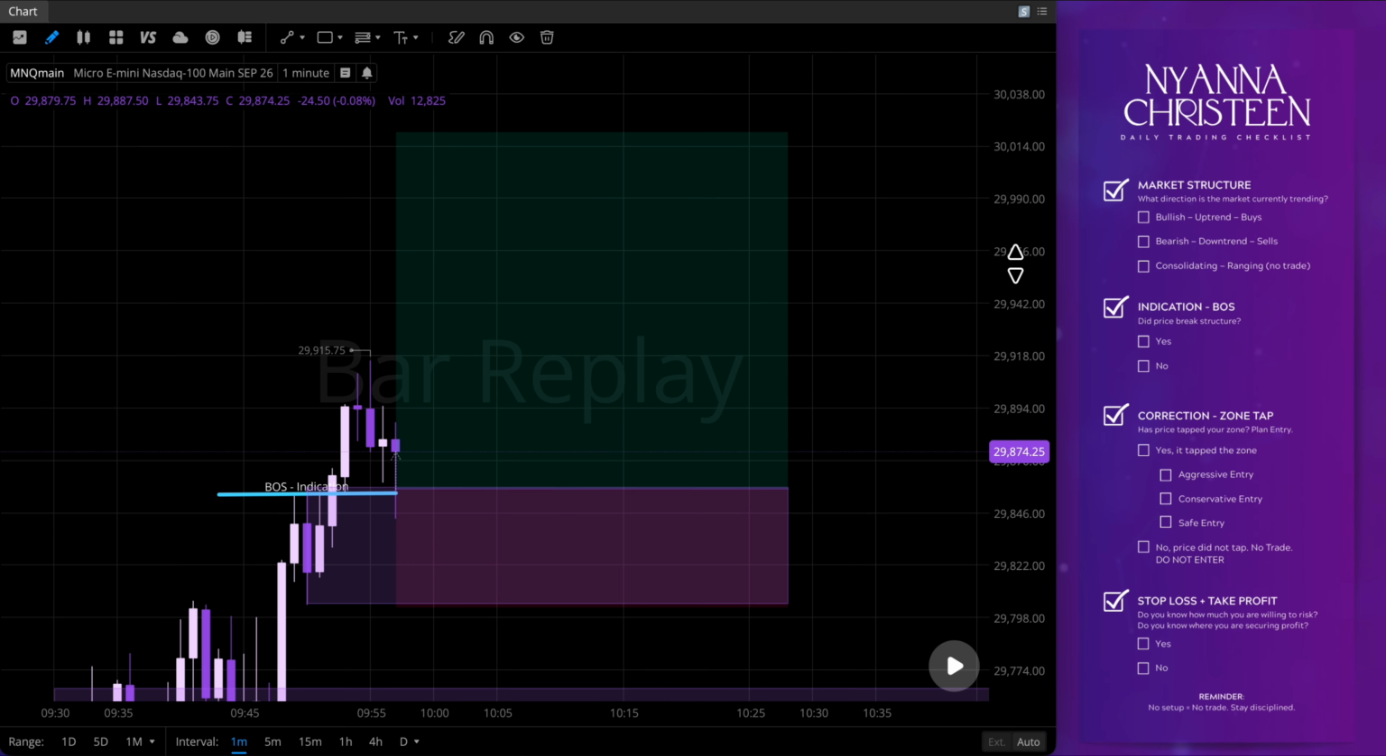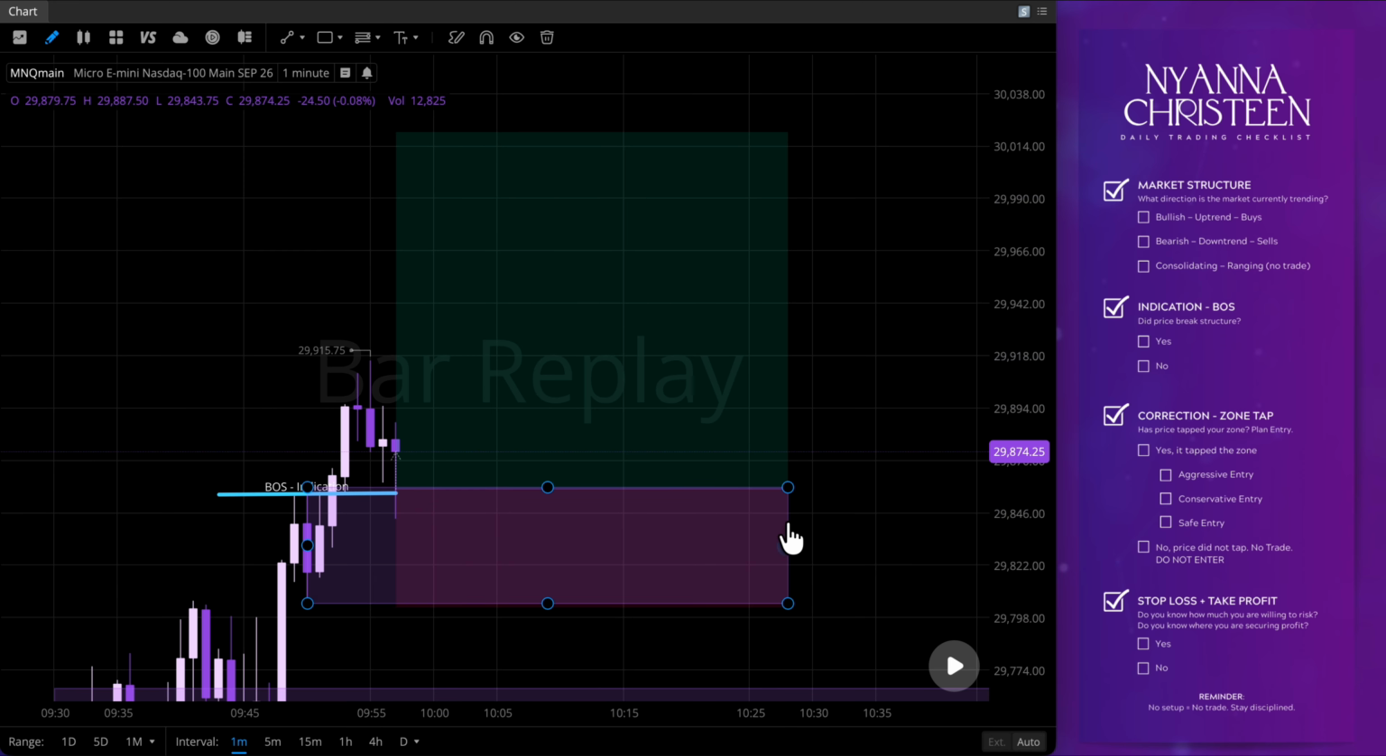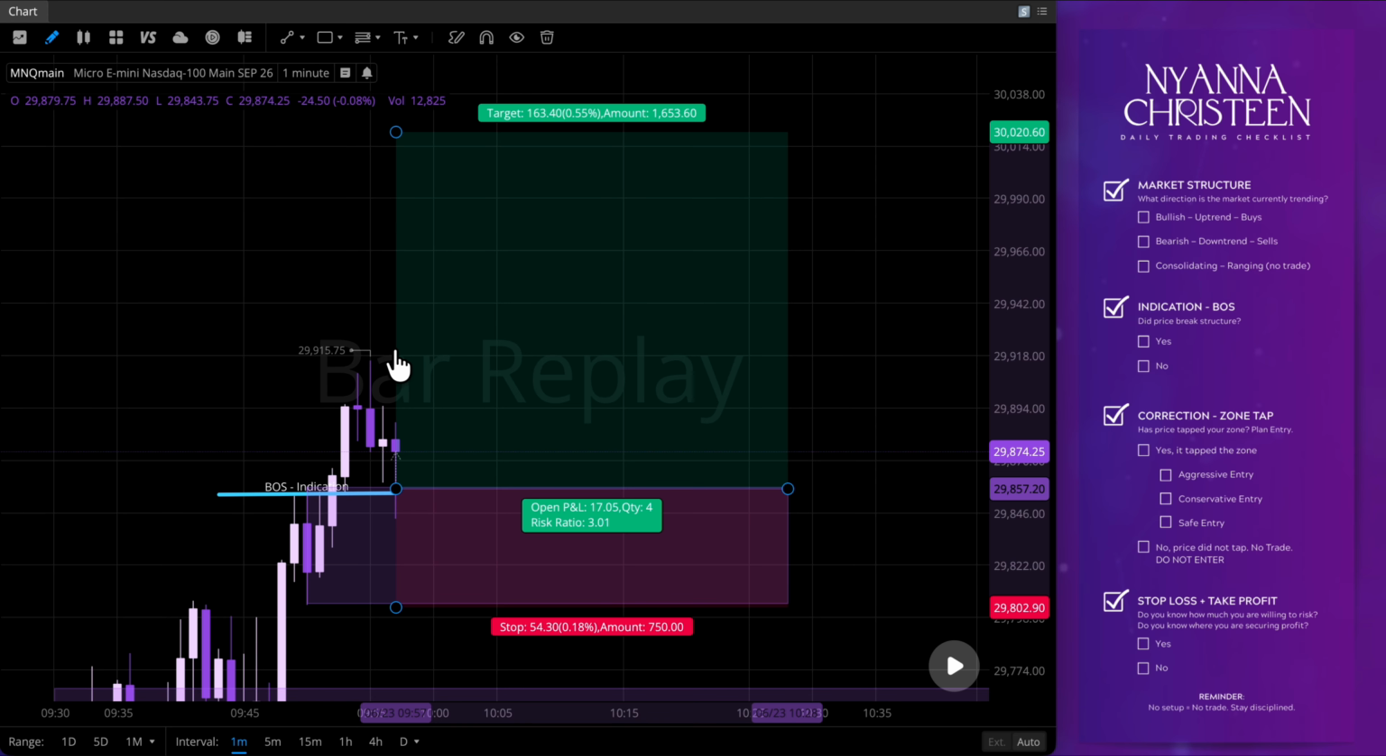But as soon as price tapped here, we would get in the trade aggressive. We're willing to risk this whole zone because our stop loss would be this whole zone. If we got in on the tap, this whole zone, we're saying we're willing to risk this much if price was to pull back and invalidate. If not, we would aim for a 1-to-1 and we'd be done. That would literally be our setup.